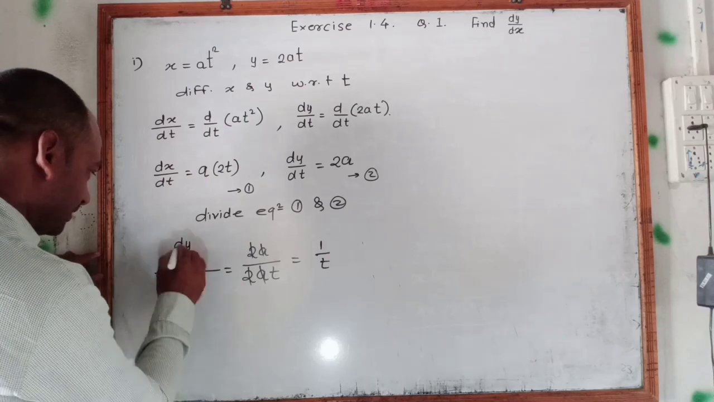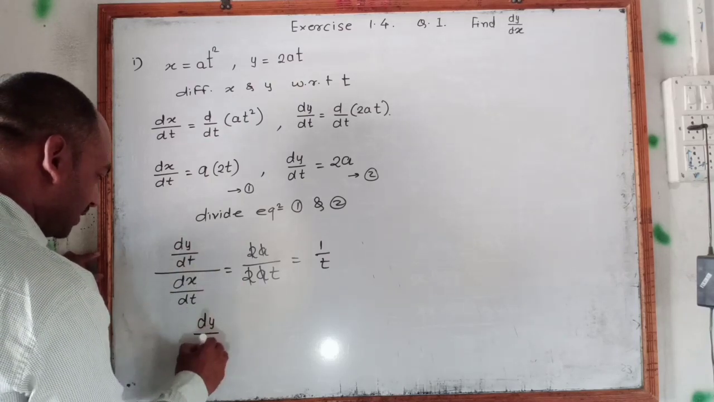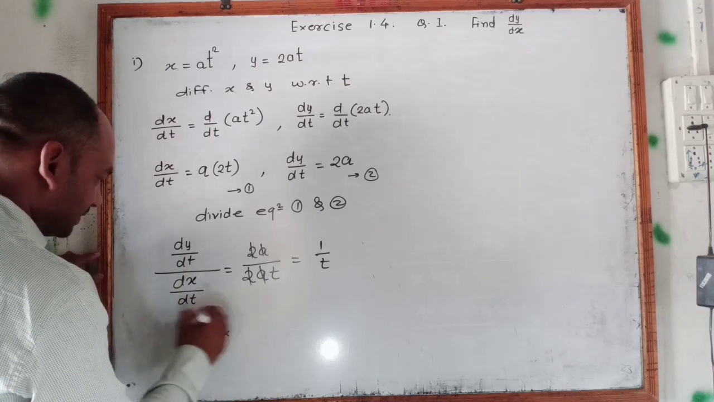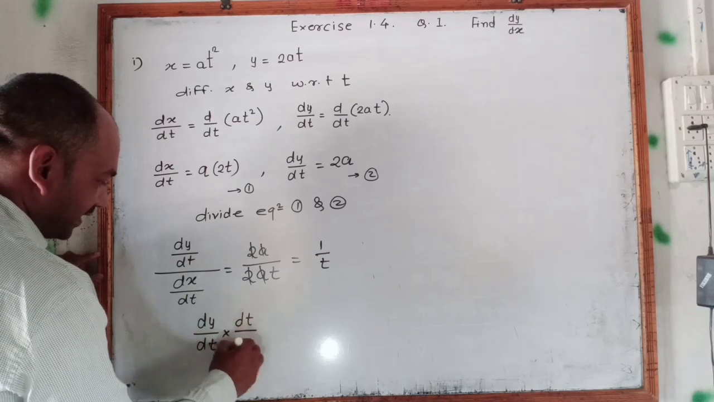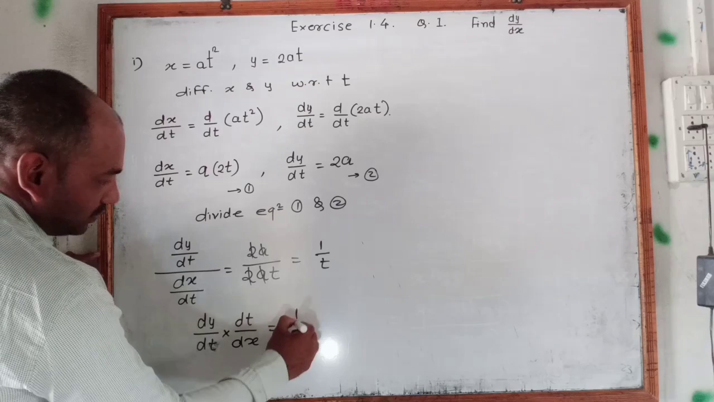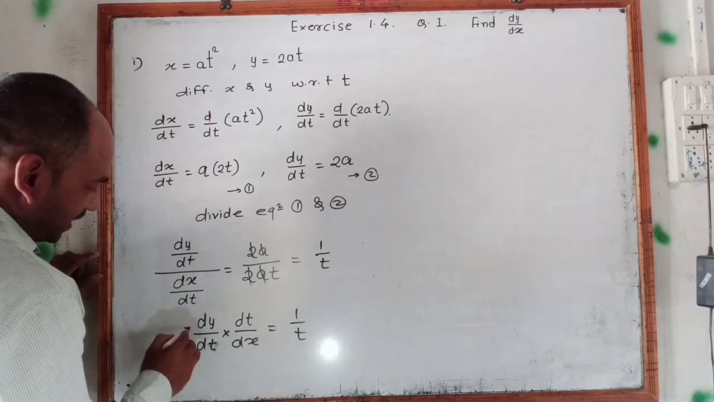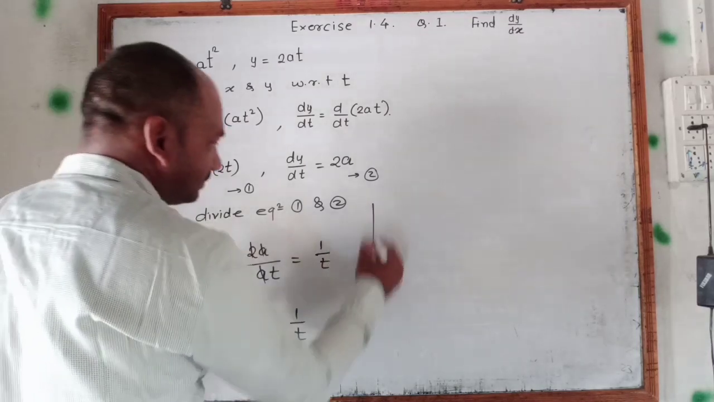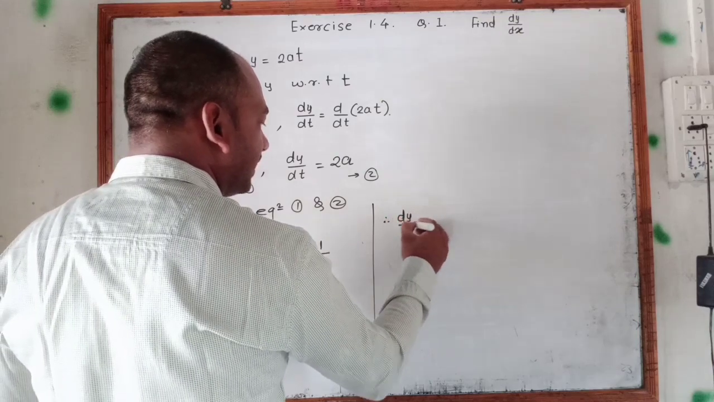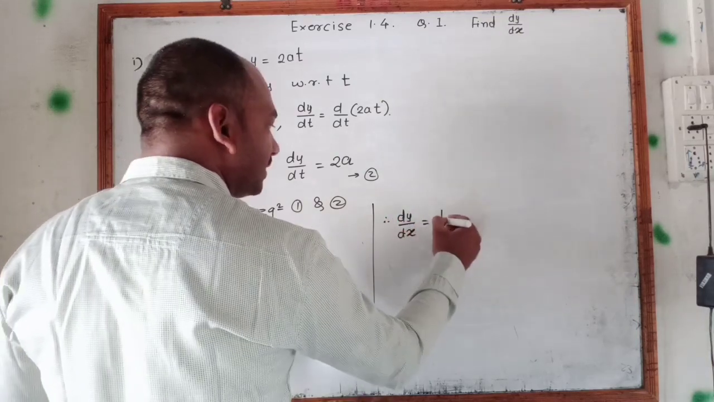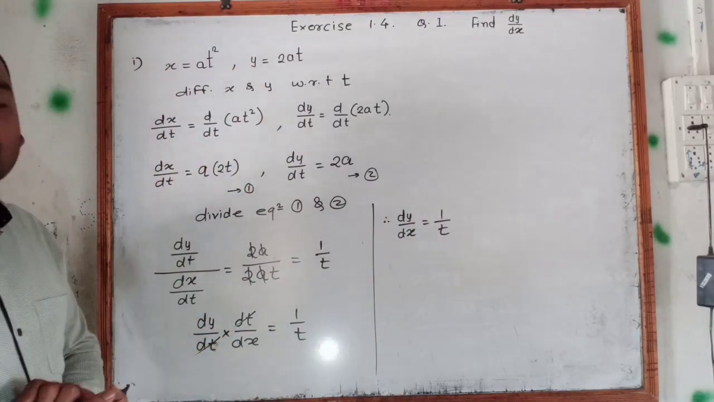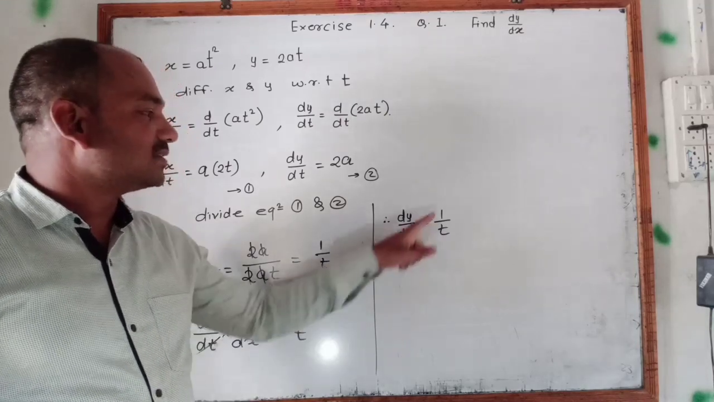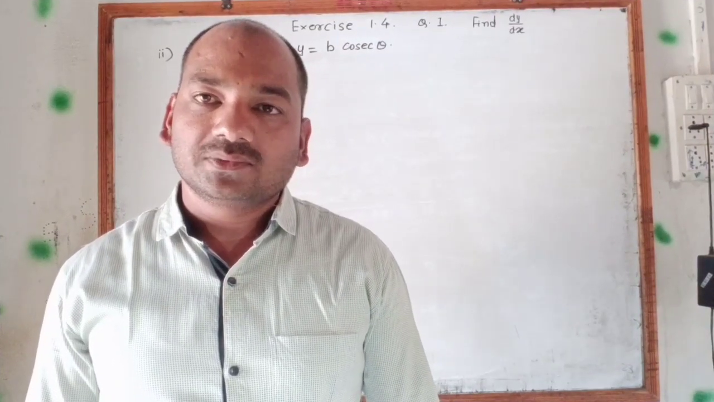So this part we can write as dy upon dt, and the inverse in multiplication, that is dt upon dx. This is equal to 1 upon t. So we cancel dt, dt, and finally we remain with dy upon dx. Therefore, dy upon dx is equal to 1 upon t. So in this way we get the value of dy upon dx, that is 1 upon t.